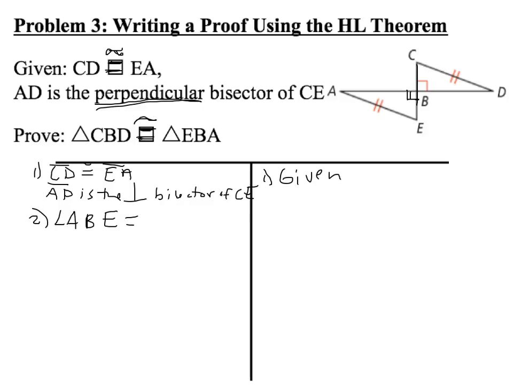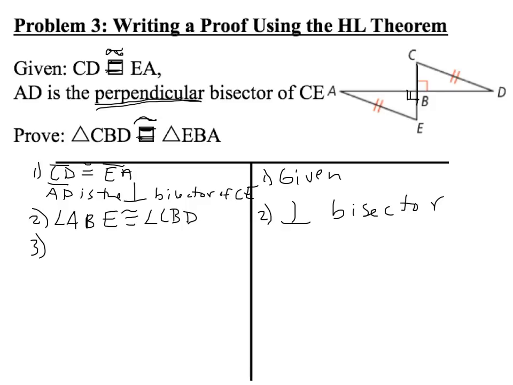is going to be congruent to angle CBD. And the reason I can say that is because of perpendicular bisector. Two perpendicular lines create 90-degree angles, and all 90-degree angles are congruent.